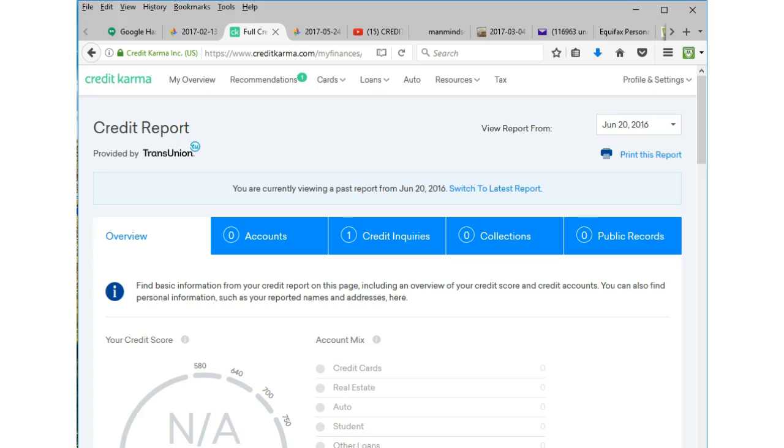So this particular report we're looking at, the date is June 20th, 2016. As you can see, this person has no accounts, one inquiry, no collections, no public records, no credit score. So this is what I talk to people about who have no credit or do credit repair or enhancement, however you want to say it. You won't have a score once you finish.